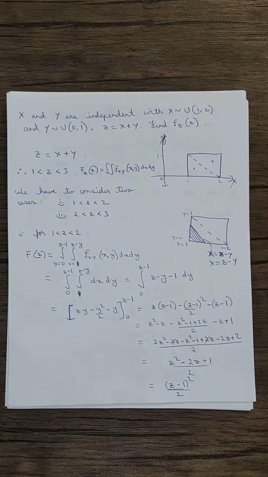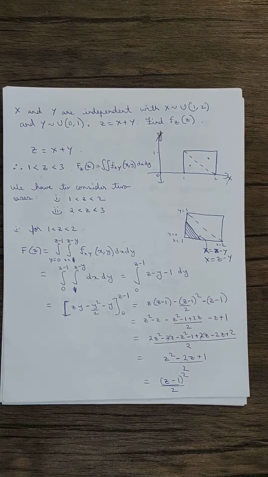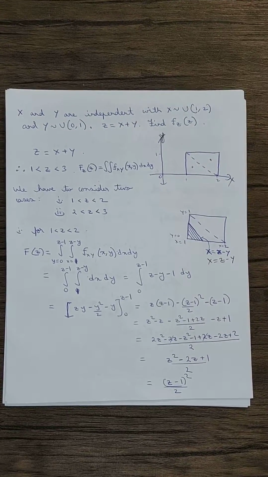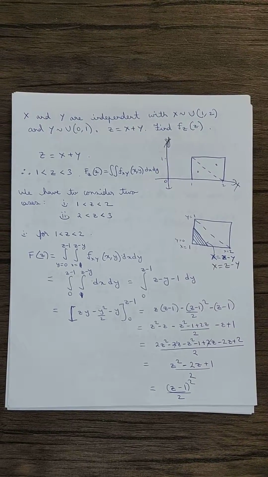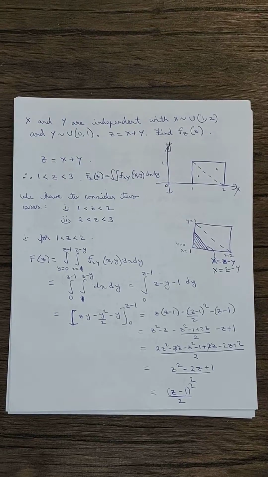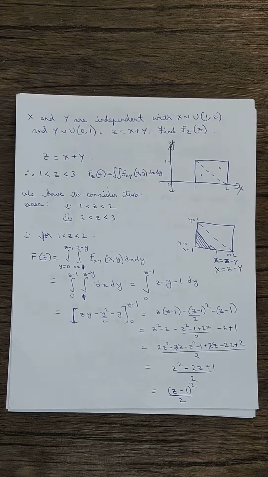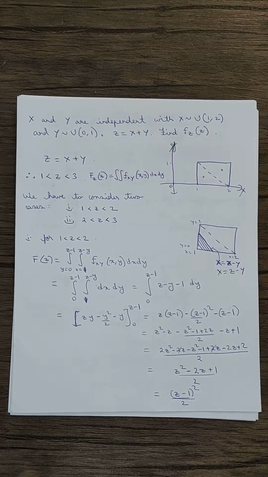This is the solution of question 1 of homework 5. In this question, we are given two independent random variables X and Y. X is uniform in 1 to 2 and Y is uniform in 0 to 1. So for Z equal to X plus Y, we have to find the PDF of Z.